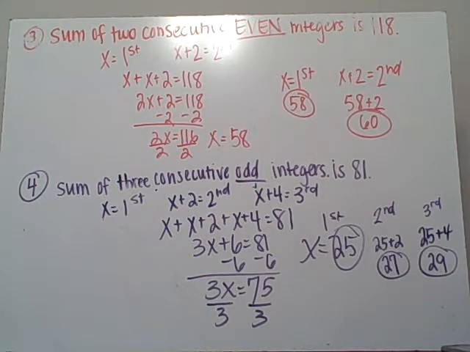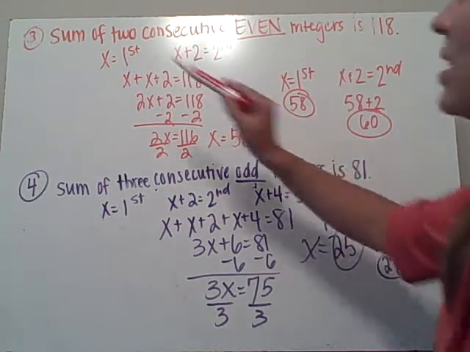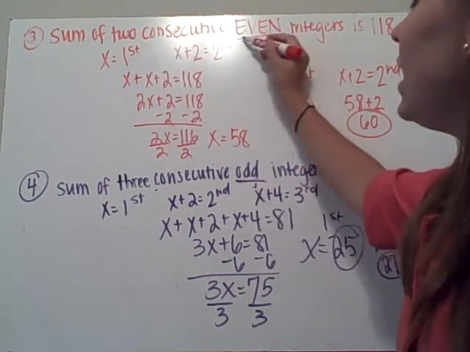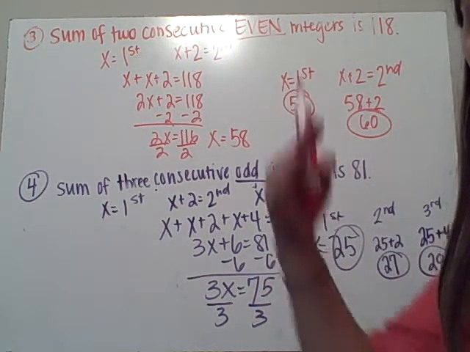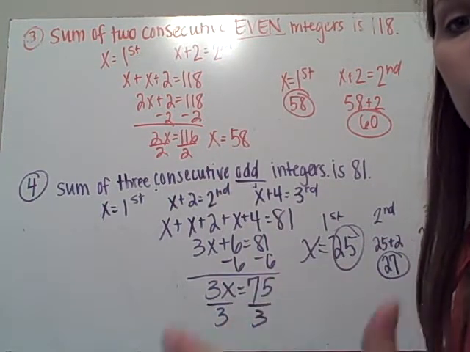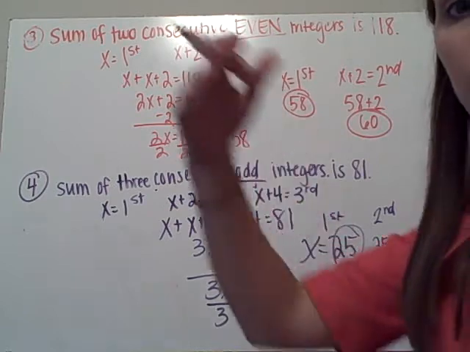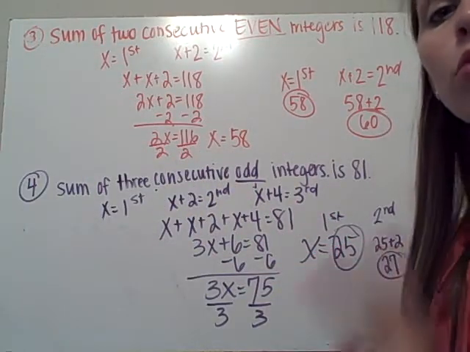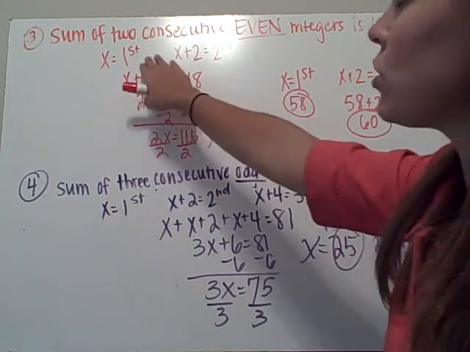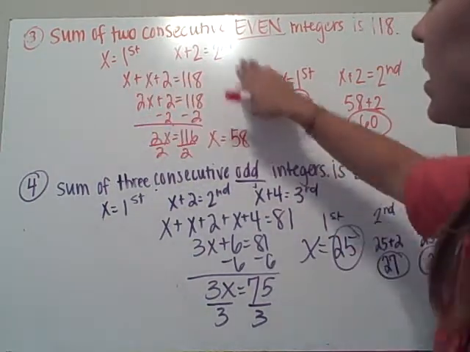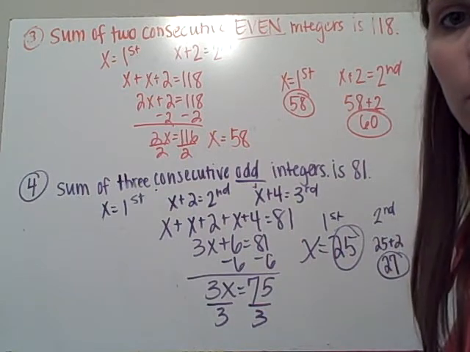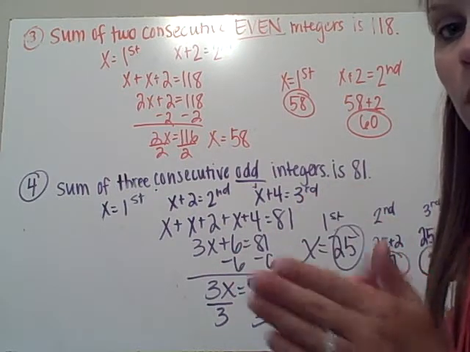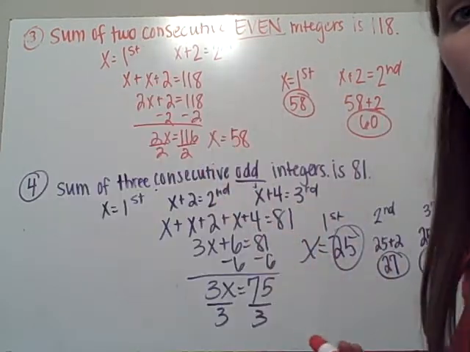Now these two are a little different. This one says the sum of 2 consecutive even integers. So for example, 2, then 4. Well, to go from 2 to 4, you have to actually add 2. So our first is still going to be x, but to get to the second integer, we're going to have to add 2 to get to it because they're not right beside each other. There's a number in between them.